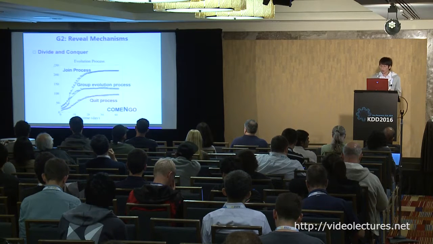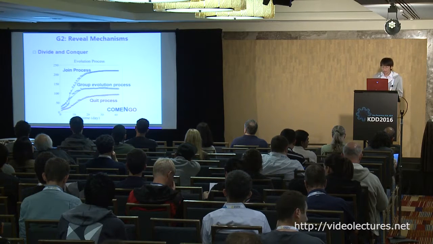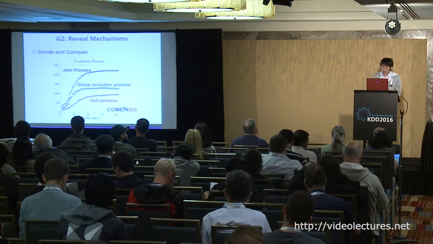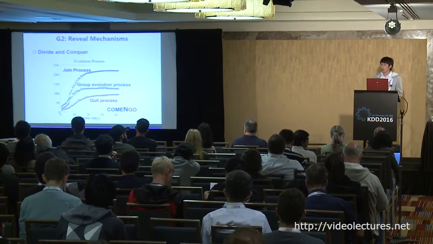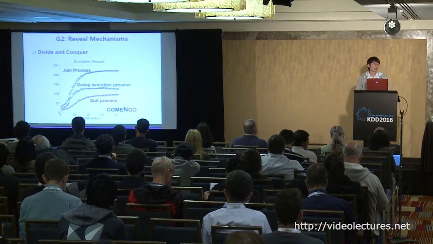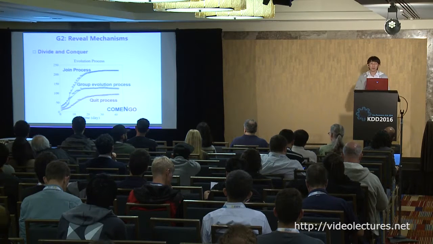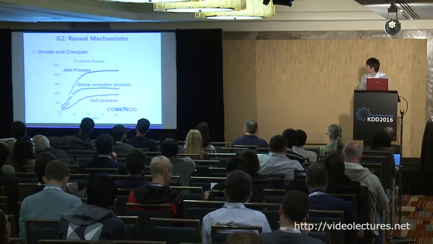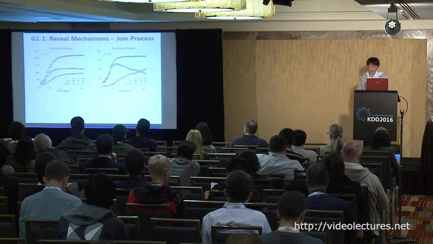And how can we find the mechanisms? One important thing is that the group evolution process can be divided to two sub-processes. One is join process, and one is quit process. We call it come and go. So we want to know the mechanisms both in the join process and the quit process. So first, let's look at the join process.